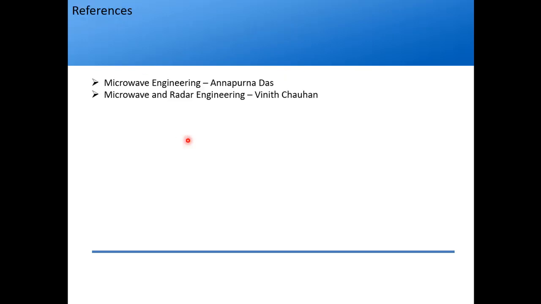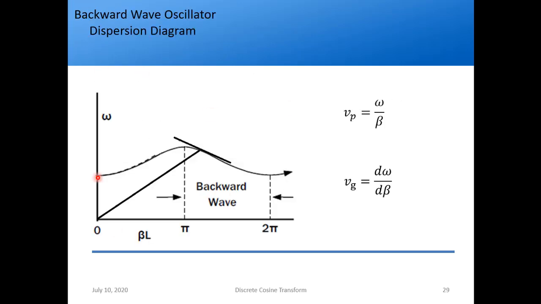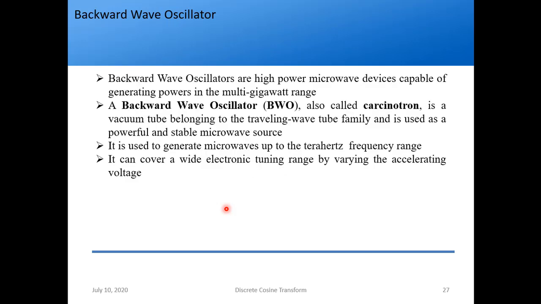Again, I have taken this magnetron working mainly from Annapurna Das's book, and most of the other things are taken from Vinit Chauhan. And for the BWO, this dispersion diagram you will not find in books; that I have taken myself from other books which are not in the syllabus. So make sure you write this. Anyway, you will get notes for this, so you don't have to worry about it. So we'll stop here.